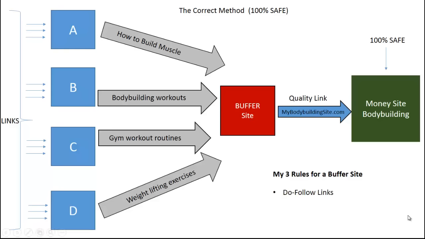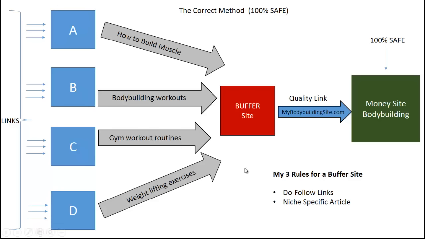The very first rule of thumb is it needs to provide a do follow link. We want the authority that we send to the buffer site to be passed over to our money site, guys. And the best way to do that is to find sites that provide you with do follow links. The second rule of thumb, guys, is that it needs to have a niche specific article.